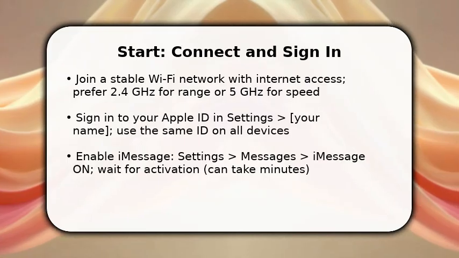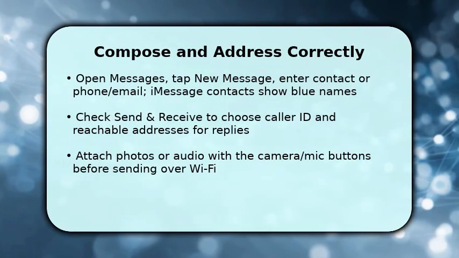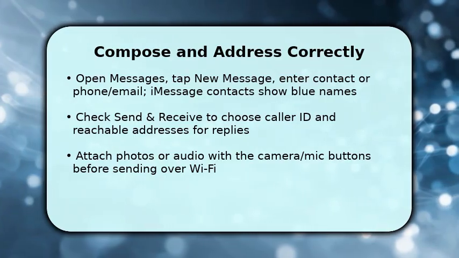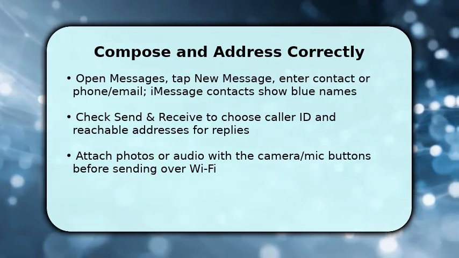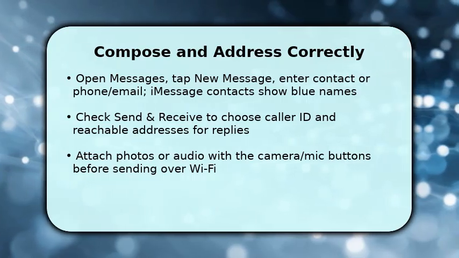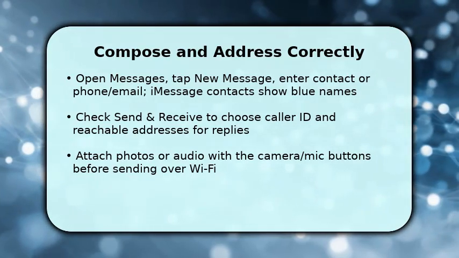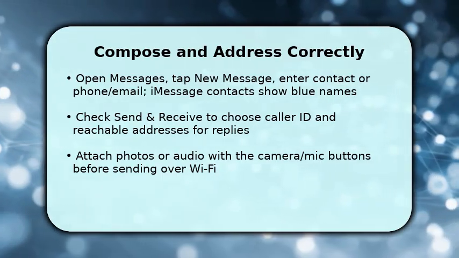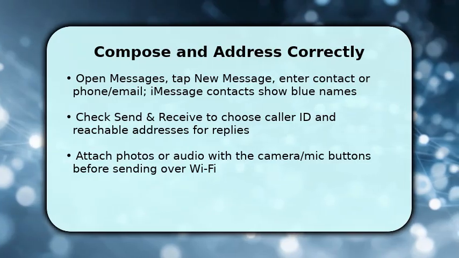Now focus on composing and addressing so iMessage uses Wi-Fi. Open Messages, tap the new message icon, then type a contact, phone, or Apple ID email. Blue names indicate iMessage-capable recipients. Make sure Settings Messages Send and Receive lists the correct caller ID. Selecting the right address prevents fallback to SMS.